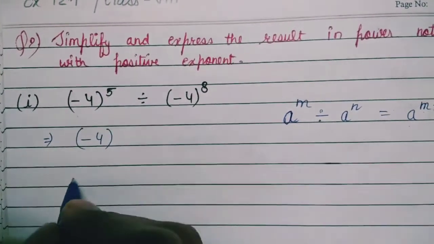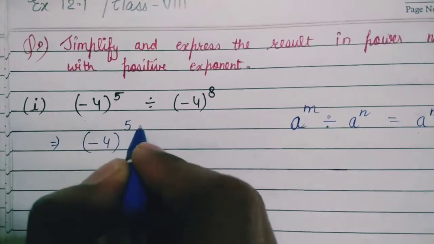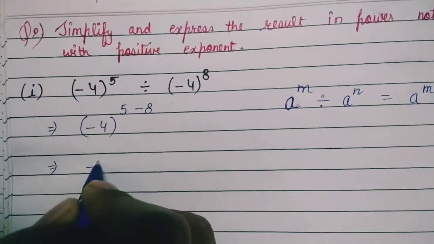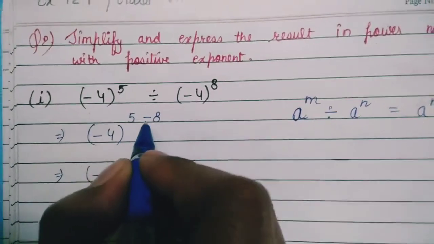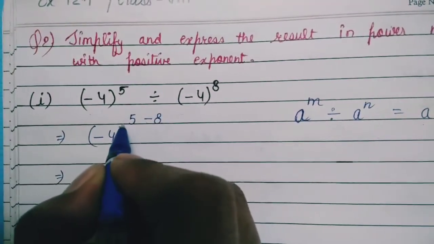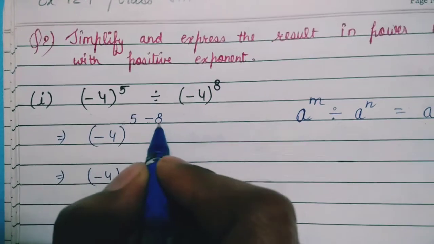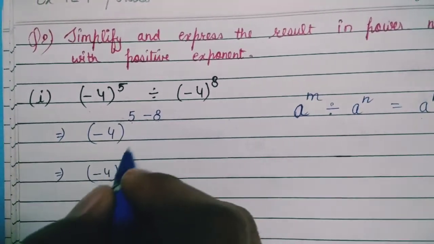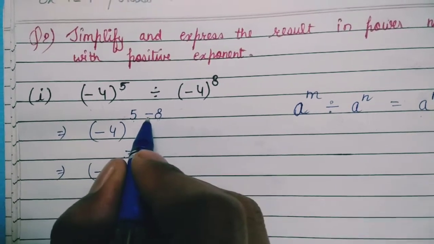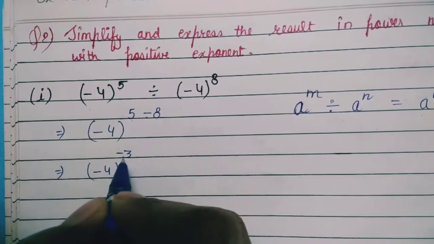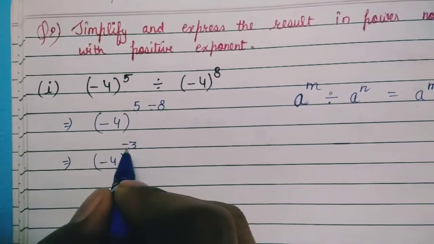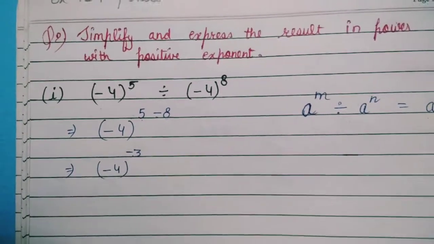The base is only a single time, 5 will subtract minus 8. Simply you can see the base will remain the same, 5 minus 8. Here positive plus minus is minus. 8 minus 5 is 3. 8 is the greater number and it is having a negative symbol, so the negative symbol will come in the power. Now we have negative 4 raised to the power minus 3.